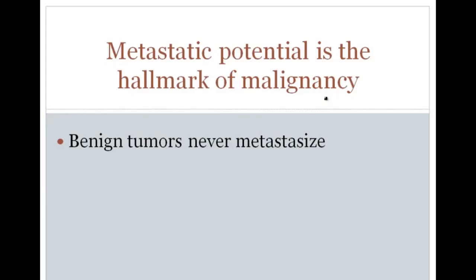Now, it's important to note, however, that benign tumors can sometimes have malignant features, and malignant tumors can sometimes have benign features. So what is the absolute distinguishing feature between benign and malignant? This is what examiners like you to know. The absolute distinguishing feature between benign and malignant is metastatic potential. Benign tumors do not have metastatic potential. Malignant tumors have metastatic potential. So this is a very important take-home point because it's the absolute distinction between benign and malignant tumors.